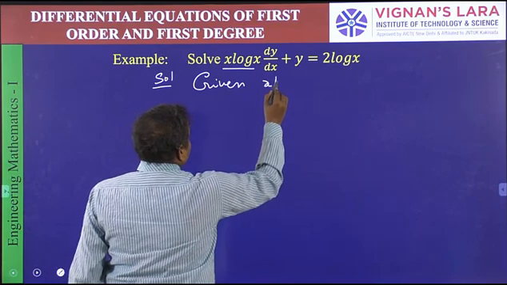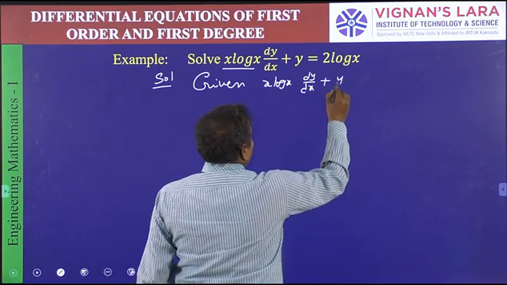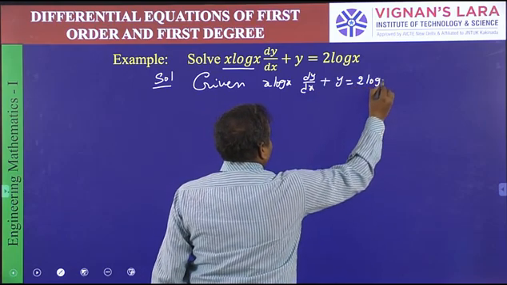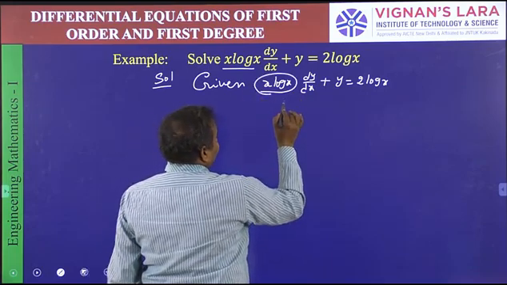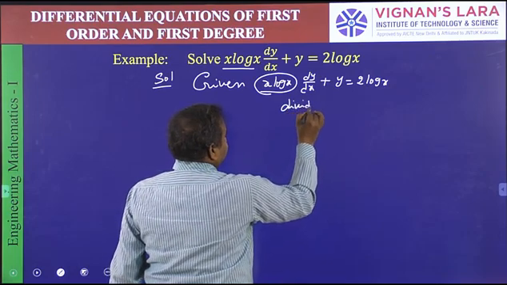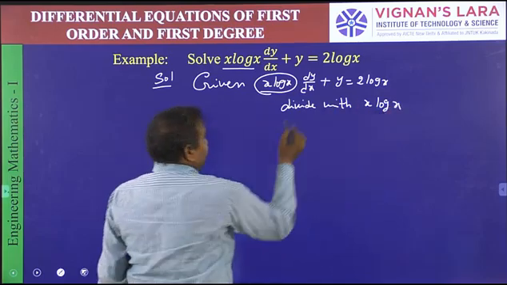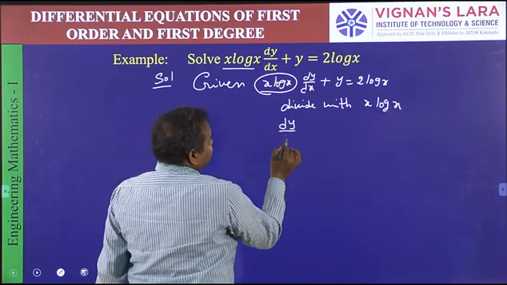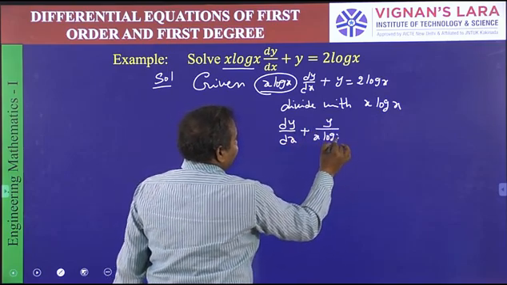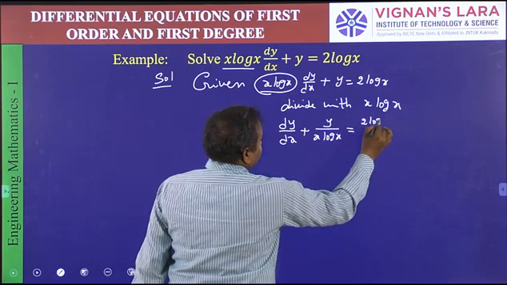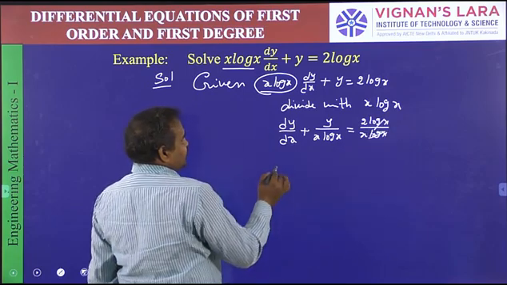Given x log x dy by dx plus y is equal to log x. In linear form, the dy by dx coefficient should be 1, but here there is an x log x. So divide the equation by x log x. Then this equation changes as dy by dx plus y by x log x is equal to log x by x log x. The log x cancels.